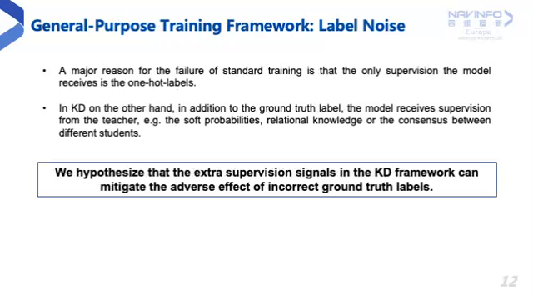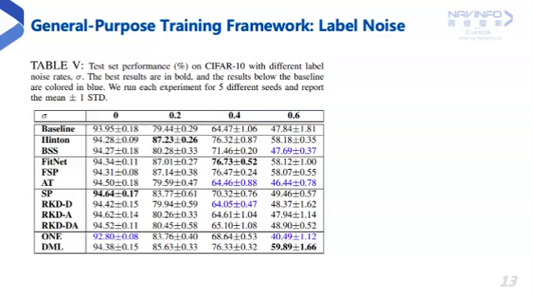To demonstrate KD as a general-purpose learning framework, we now show its effectiveness against common challenges. Learning efficiently under label noise is a major challenge, and one reason for the failure of standard training is that the only supervision the model receives is the one-hot labels. KD, on the other hand, can provide additional supervision about the relative probabilities amongst the classes or consensus between different students. We hypothesize that these extra supervision signals in the KD framework can mitigate the adverse effect of incorrect ground truth labels. To test our hypothesis, we simulate uniform label corruption on CIFAR-10.